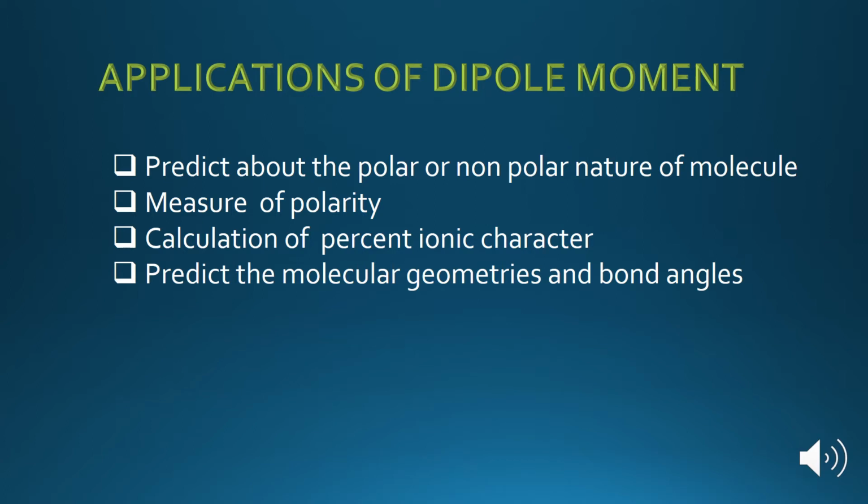Applications of the dipole moment. Dipole moment predicts the polar and the non-polar nature of a molecule. It also measures the polarity of the bond or molecule. It helps in the calculation of the percent ionic character. It also predicts the molecular geometries and the bond angles.